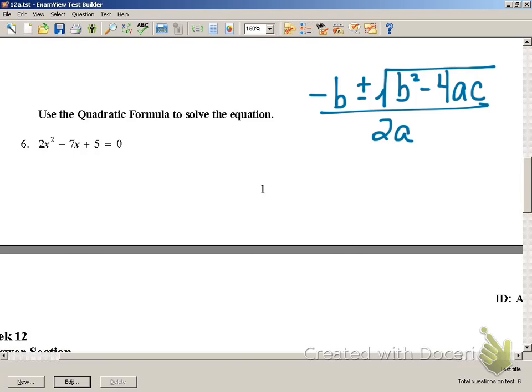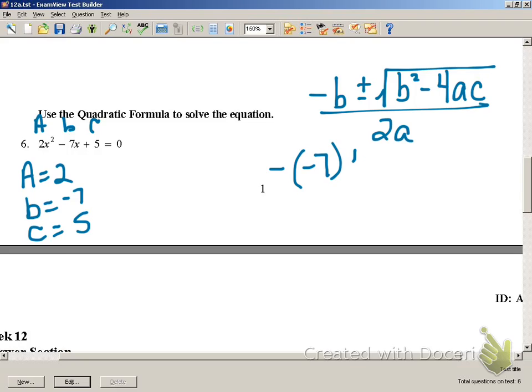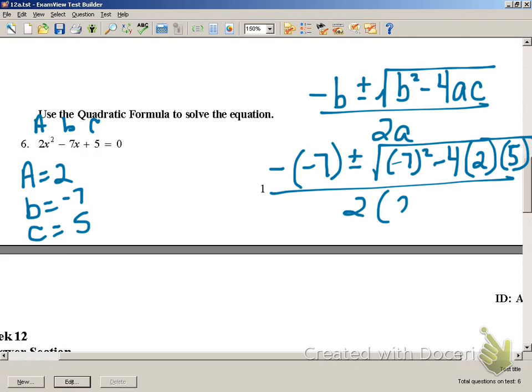So knowing that, here is my a, my b, and my c. If it helps you, a equals 2, b equals negative 7, c equals 5. So I'm going to start plugging in negative b. b is already negative. Plus or minus the square root of b squared minus 4 times a times c, divided by 2a.